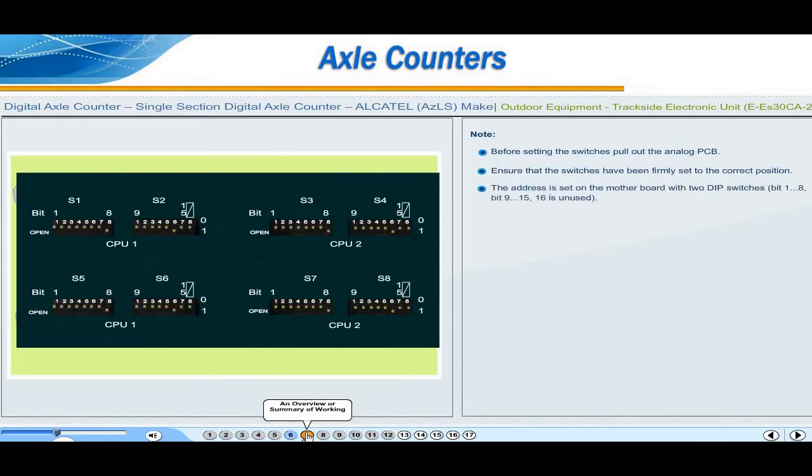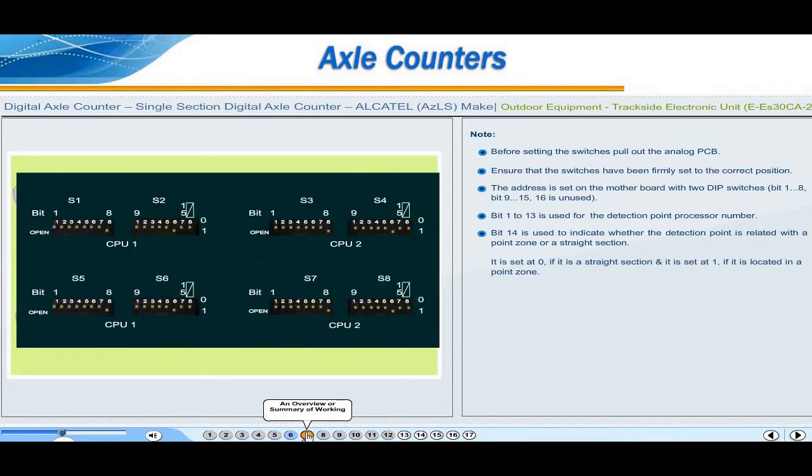The address is set on the motherboard with 2 dip switches, that is, one with bits 1 to 8 and the other with bits 9 to 15. But bit 16 is not used. Bits 1 to 13 are used for the detection point processor number. Bit 14 is used to indicate whether the detection point is related with a point zone or a straight section.